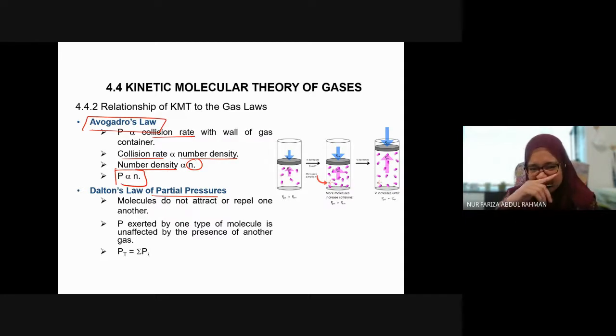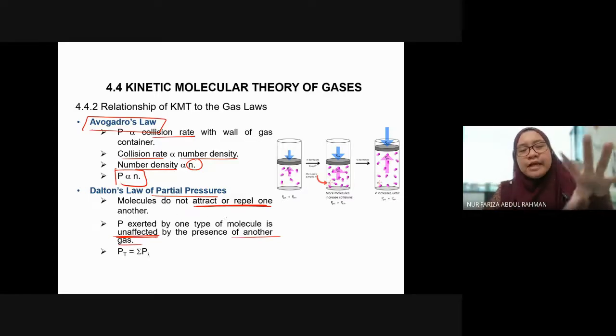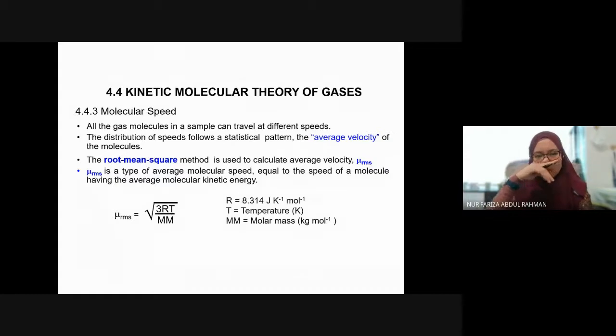Okay, alright. So that is based on Dalton's law. Dalton's law was also mentioned in the KMT earlier, that there's no attraction or repulsion between one another. It is unaffected by the presence of another gas. It was there in the KMT just now. So what is in the previous gas laws, we have that in KMT. Okay, alright. Next is molecular speed.